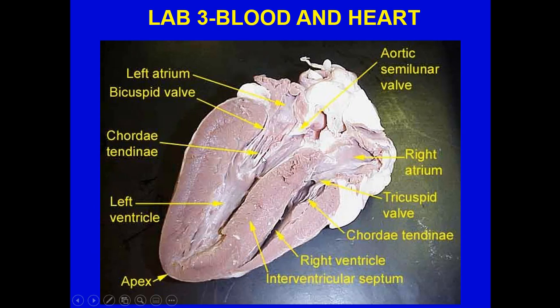You can see where the chordae tendineae are, bicuspid valve, left atrium, left ventricle. Notice the thickness of this wall of the ventricle as compared to the right ventricle, okay? Here you will see the right atrium, tricuspid valve, and the chordae tendineae, as well as, of course, the apex of the heart.